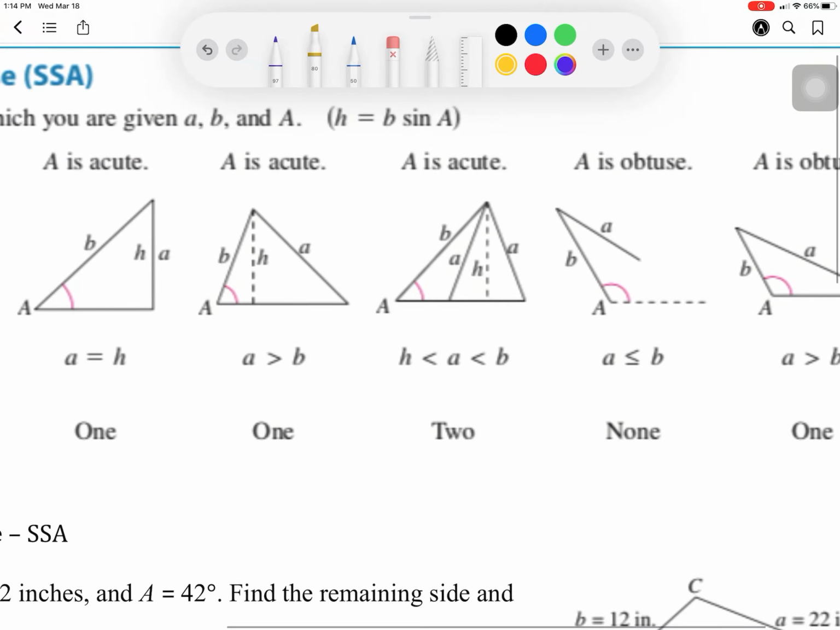So this one, angle A is acute. So it has two triangles because you could have this one right here. That's one possible triangle. Or you could have this one right here, the big triangle. So those are the two possible triangles in that case.